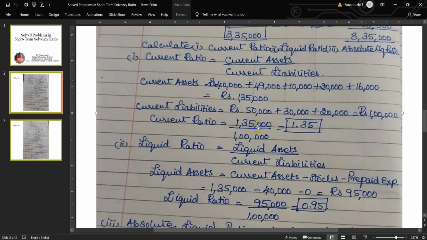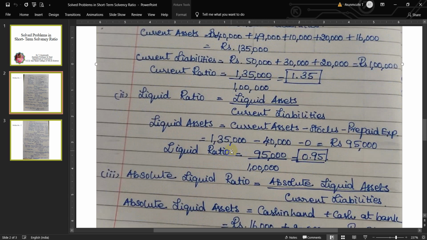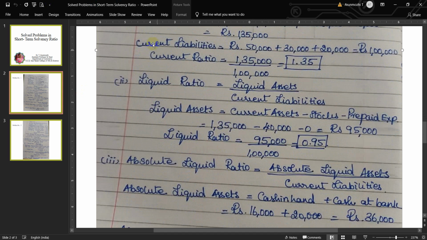Current assets is 1,35,000 and in your denominator you have 1 lakh. Answer is 1.35. Next, liquid ratio, same formula: liquid assets divided by current liabilities. I have already told you liquid assets is just the current assets. When stock and prepaid expenses are deducted, it turns into liquid assets.